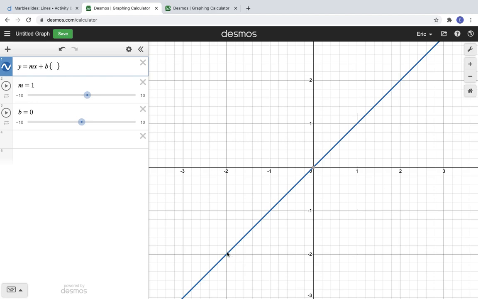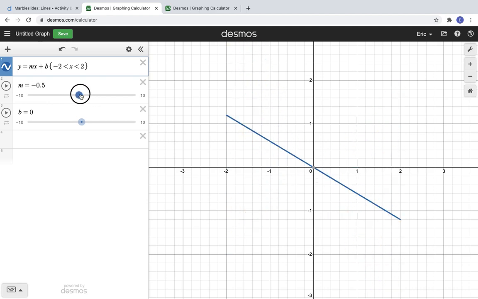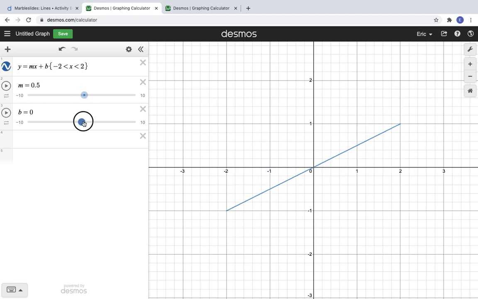Okay? So if we only need from negative 2 going to positive 2, we will just write x is more than negative 2, but the same x is less than positive 2. So it cuts our line from negative 2 going to positive 2. Even if we move it, it will not exceed outside negative 2 and positive 2. Even if you increase the y-intercept, it will remain within negative 2 to positive 2.